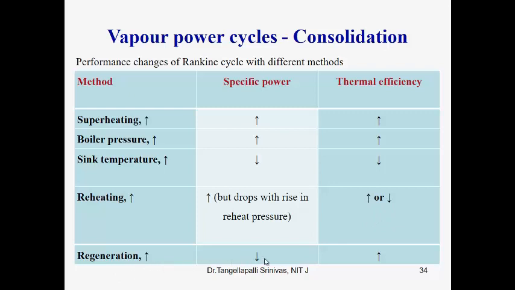Regeneration: the output is decreasing because some steam is trapped and used for the feed water heater, whereas the saving in the boiler leads to an increase in the thermal efficiency.